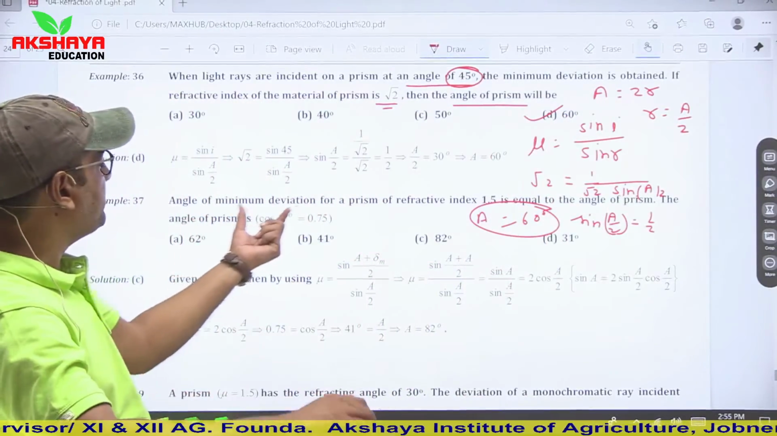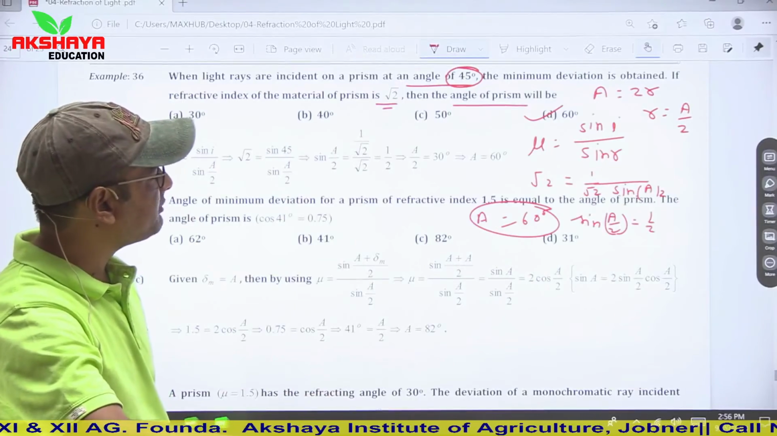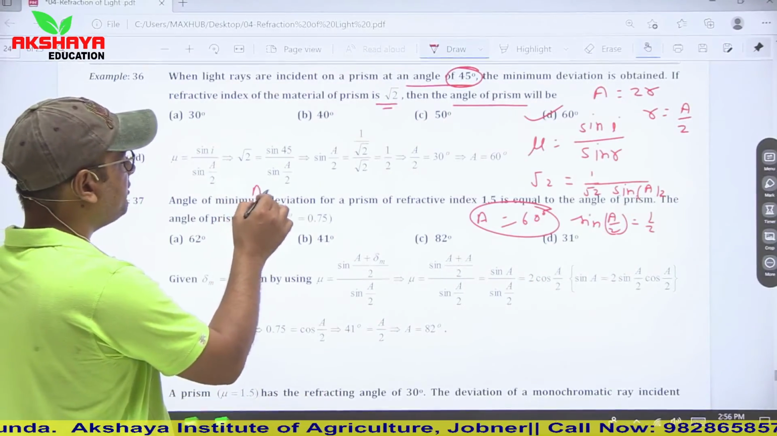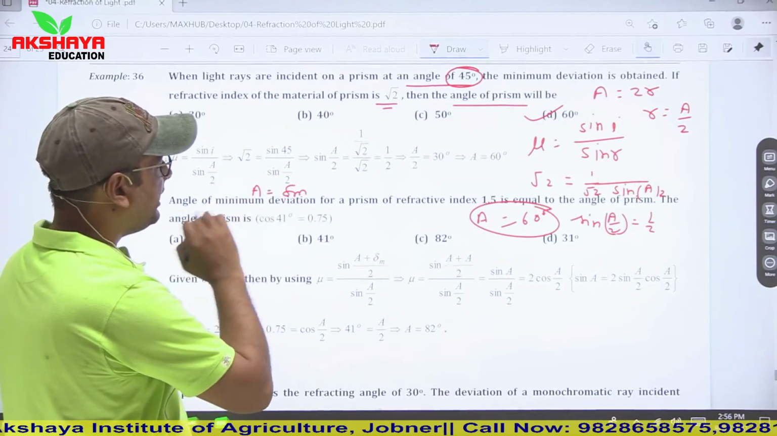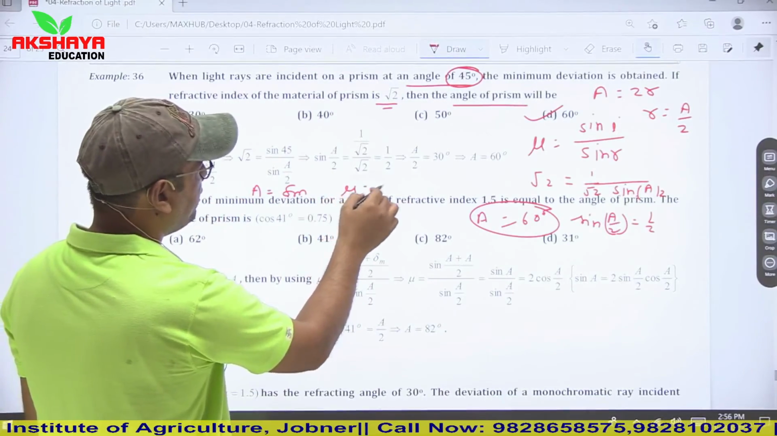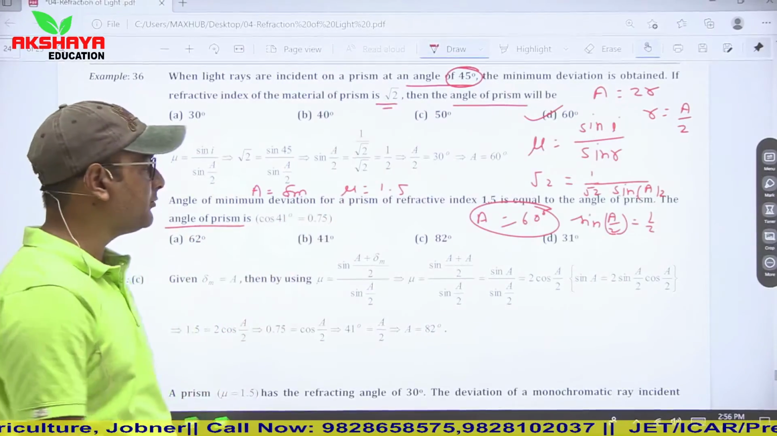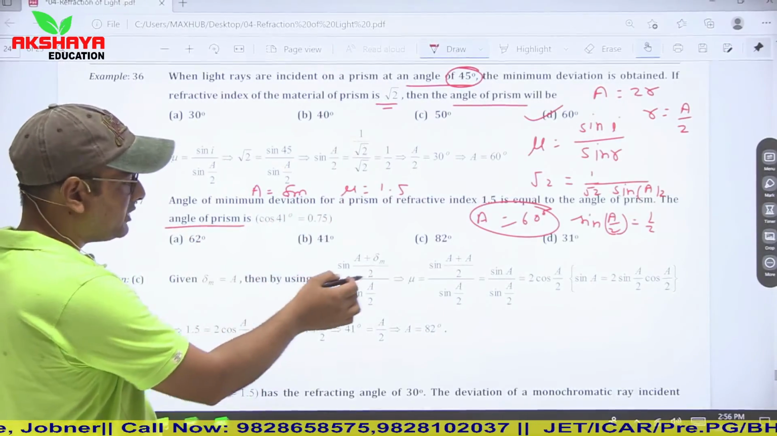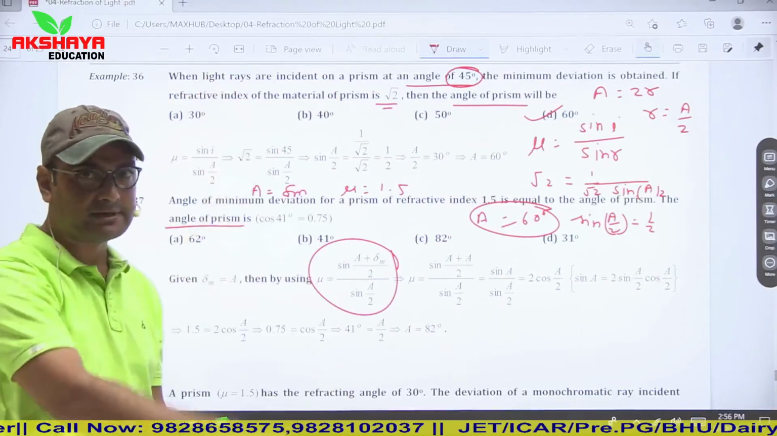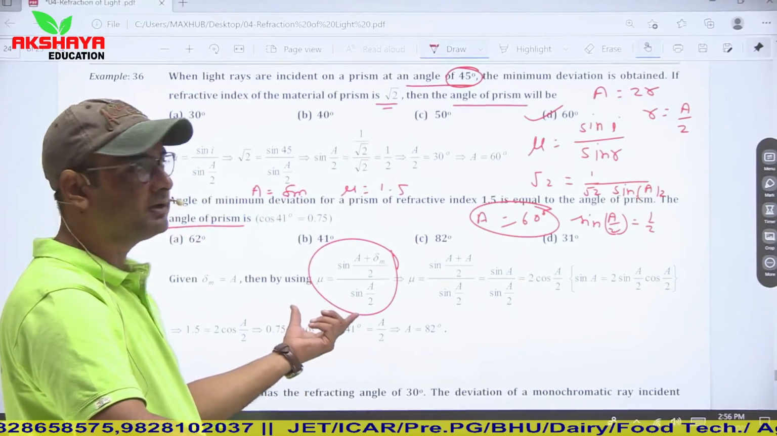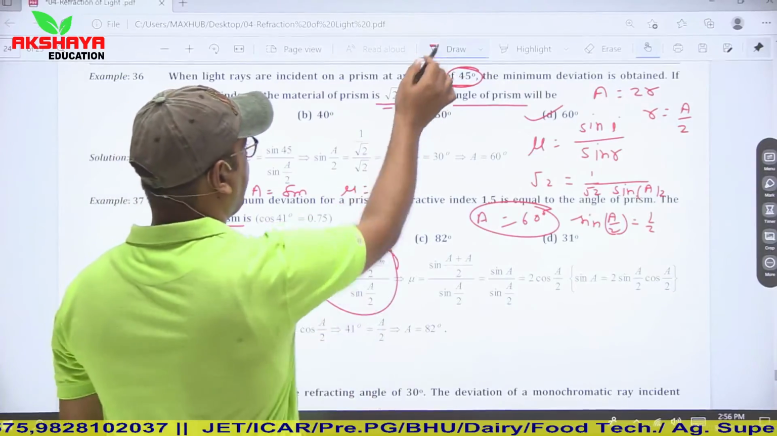Similarly, the angle of minimum deviation for a prism of refractive index 1.5 is equal to the angle of prism. It means we are given that A is equal to delta m and mu is given as 1.5. So we have to calculate the angle of prism. We can use simply the relation mu is equal to sine of (A plus delta m) by 2 divided by sine A by 2. We are given a relation in A and delta m, so we can calculate by using this formula.